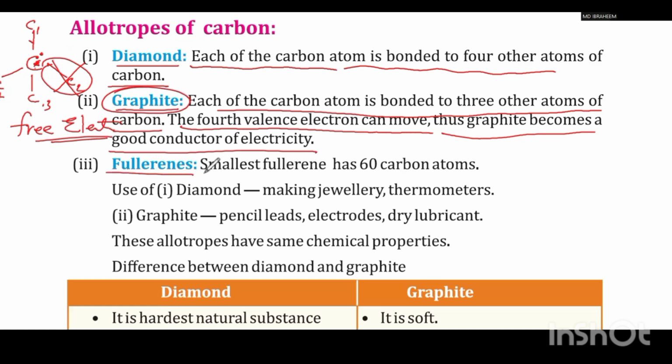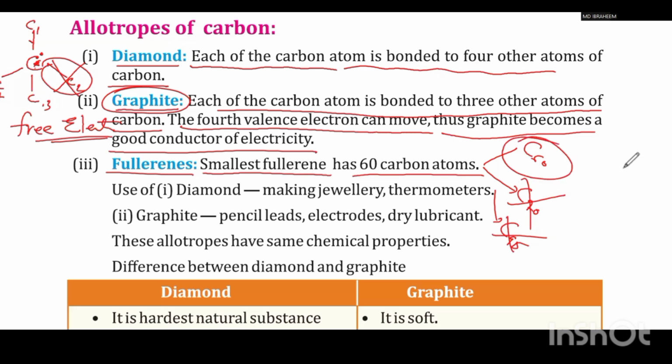This free electron makes graphite a conductor of electricity. Fullerene: the smallest fullerene has 60 carbon atoms. My dear students, you have to learn only C60. C70 and C95 fullerenes are possible, but they're not important. The fullerene has a football-like structure. Remember this. They may ask which allotrope of carbon has a football-like structure. Your answer will be fullerene or Buckminster fullerene.